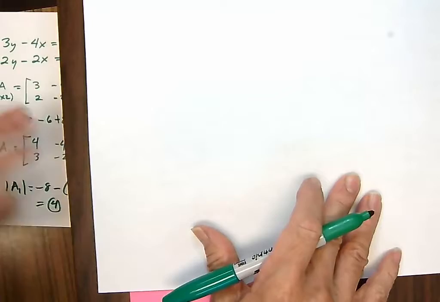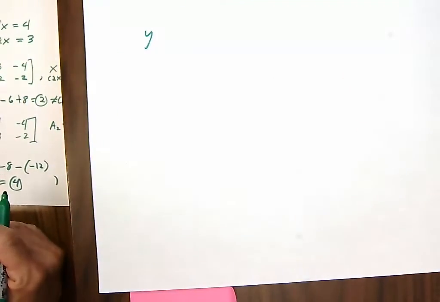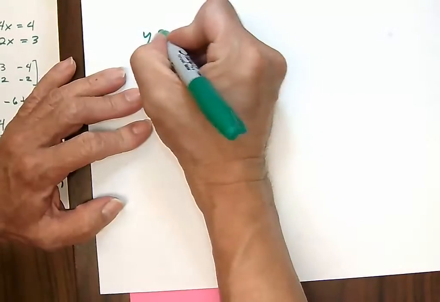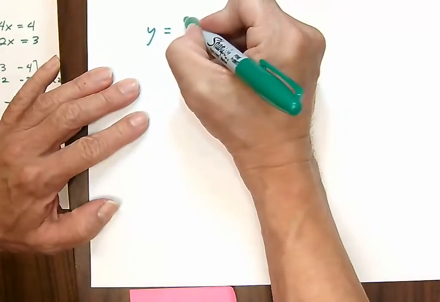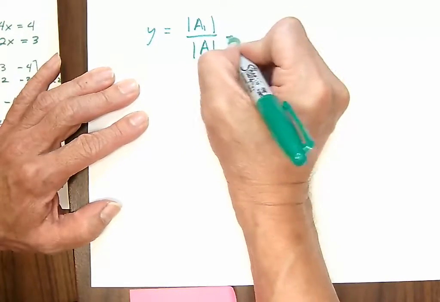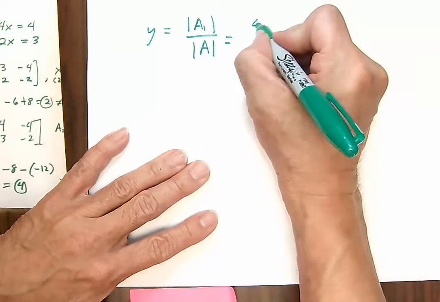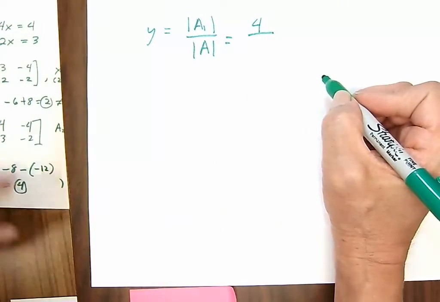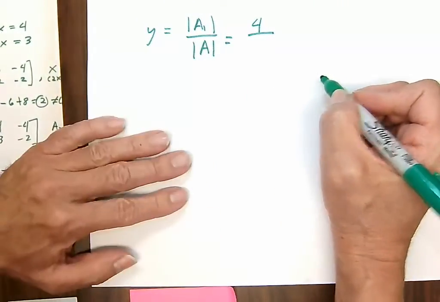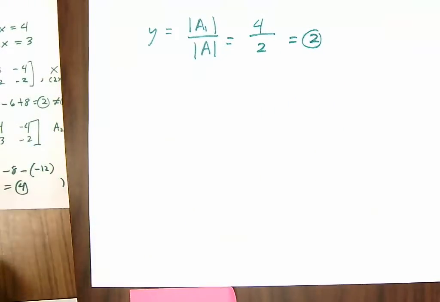And here's what Cramer's rule says. The first variable in our X variable matrix, which was y, according to Cramer's rule, is the determinant of the A1 matrix over the determinant of the A matrix. The determinant of the A1 matrix was 4. The determinant of the A matrix, as you may recall, was 2. So this gives us the answer y equals 2.